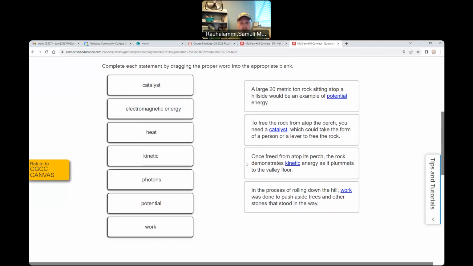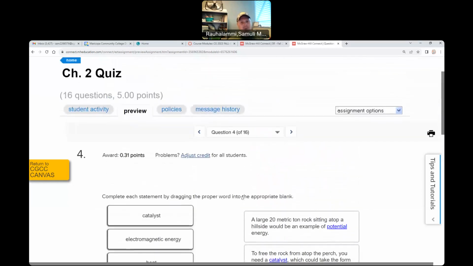Once freed from the top of the perch, the rock demonstrates kinetic energy as it plummets to the valley floor. So kinetic energy was energy in motion. As we see something moving, we're seeing it having kinetic energy. In the process of rolling down the hill, work was done to push aside trees and other stones that stood in the way. So you remember work was the example of energy being put into use. Remember that energy can exist even though it's not implementing work at that very moment.